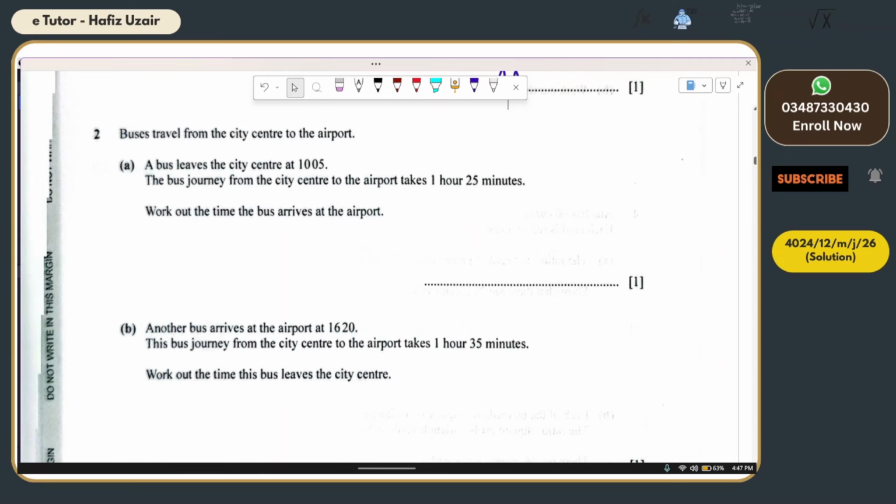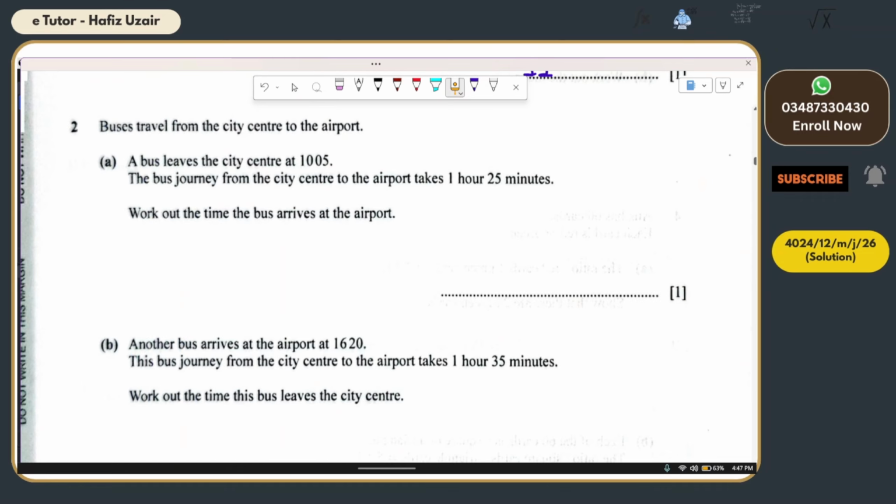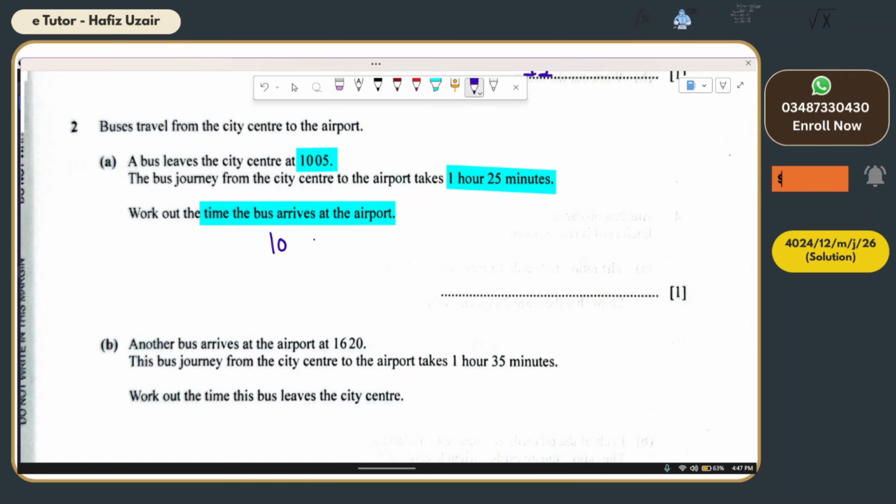In question number 2, buses travel from the city center to the airport. A bus leaves the center at 10:05. So this is basically the departure time. The bus journey from the city center to the airport takes 1 hour 25 minutes. You need to find the time the bus arrives at the airport. You just need to add the time. So let's write it over here. It's 10:05 and 1 hour 25, so that will be 11:30. So the bus will reach at 11:30.